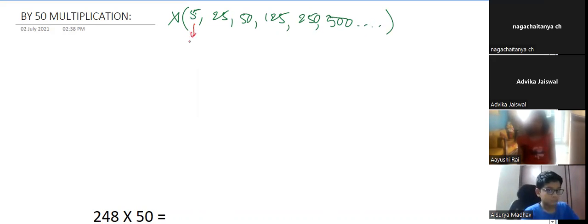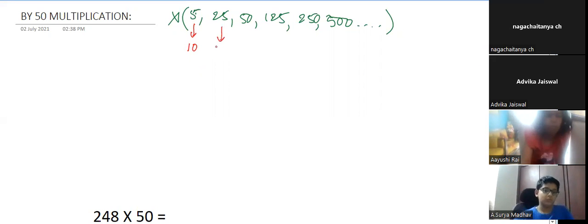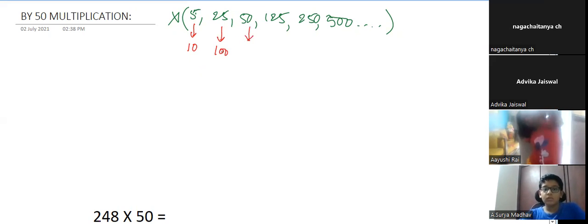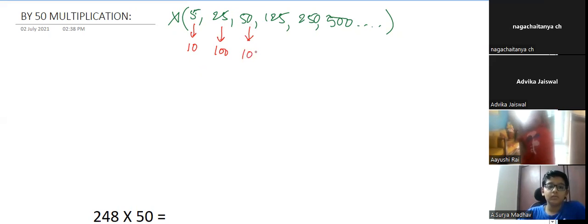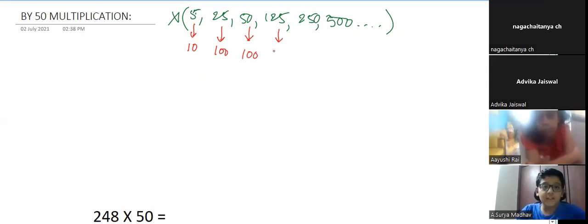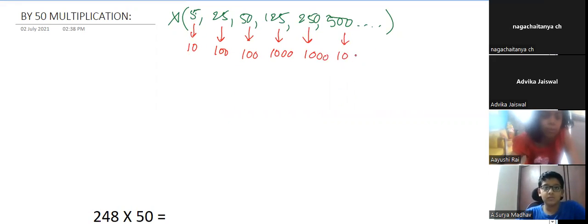The base number of 5 is 10. Base number is nothing but powers of 10. 25's base number is 100, 10 power 2. 50's base number is 100 again. 125's base number is 1,000. 250's base number is 1,000. 500's base number is 1,000.